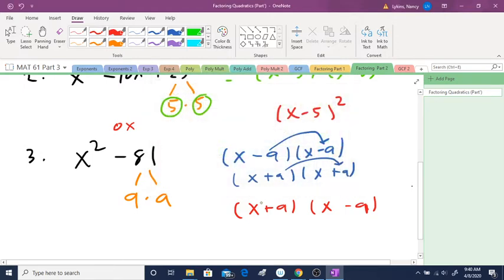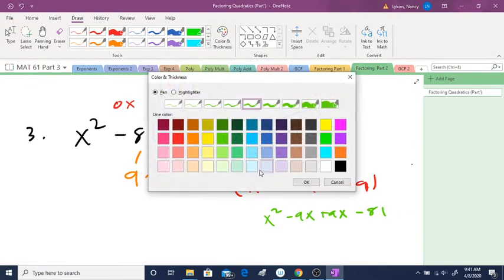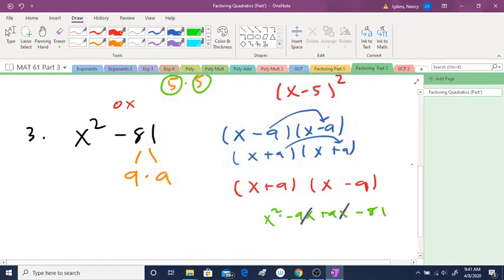So if we actually FOIL this out to check it, x times x is x squared. X times negative 9 is negative 9x. 9, if you go under, times x is 9x. And then 9 times negative 9 is negative 81. So then notice this. When these cancel, what's left? X squared minus 81. That's our original problem.